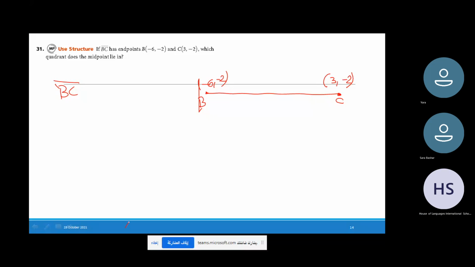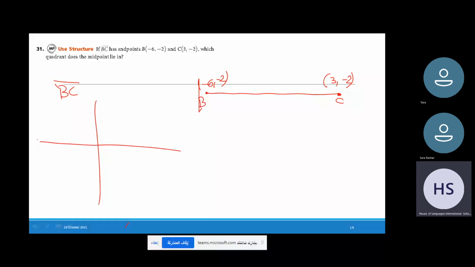Now, before that, I want to remind you about the quadrants. First of all, here we have 1, 2. Here we have -1, -2. Here we have 1 and 2. Here we have -1 and -2. Now, what do we call this quadrant? Quadrant 1. This one, quadrant 2. This one, quadrant 3. And this one, quadrant 4.